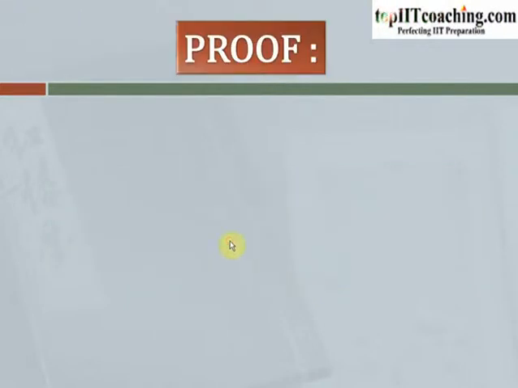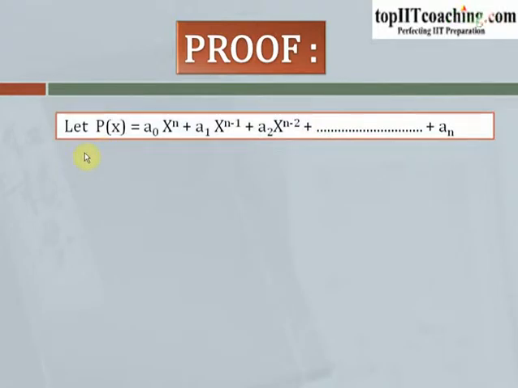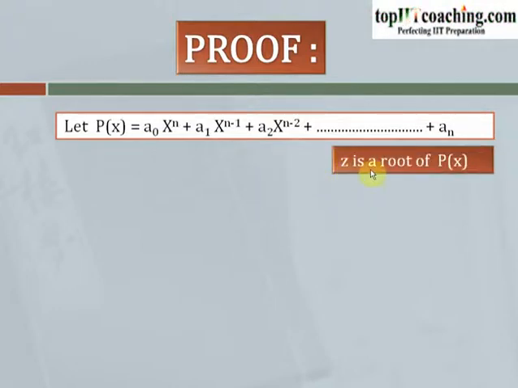So let's look at the proof of this. Let us say that the polynomial equation P of x is equal to a0 into x to the power of n plus a1 into x to the power of n minus 1 plus a2 into x to the power of n minus 2 and so on up to an, where a0, a1, a2 and so on are real numbers. Now let us say that z is a root of this polynomial equation.